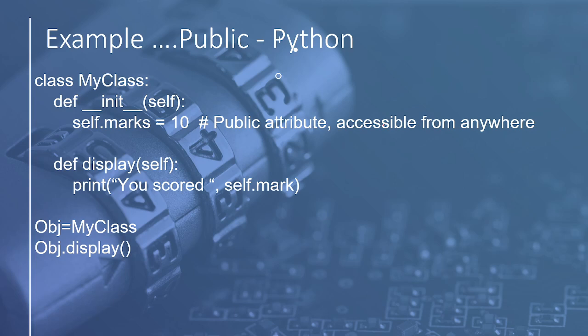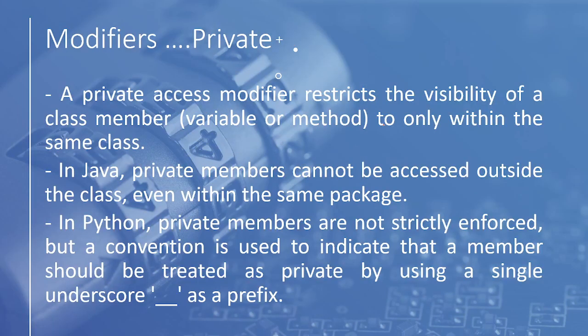And in the second method, we have display. We are just printing the score. Now we have created an object here because object creation in Java and Python is different, so I've just mentioned it here. So obj is equal to MyClass. That is, you're creating an object of MyClass, and from that object you're accessing your display function or a method, you can say. Okay, so obj.display goes to your code, 10 marks or 100, whatever. That is your choice.